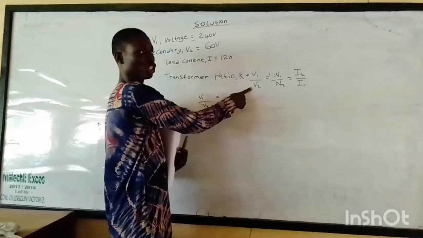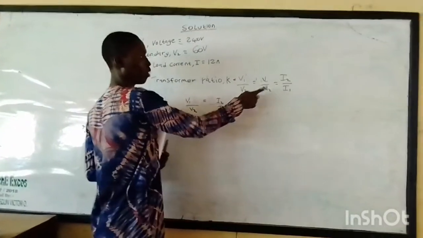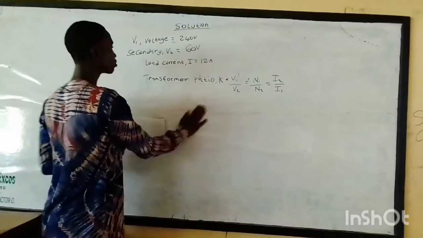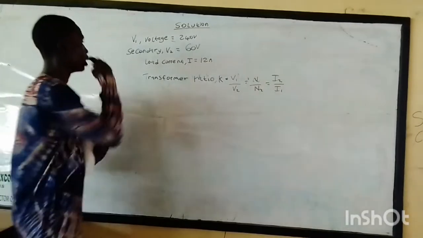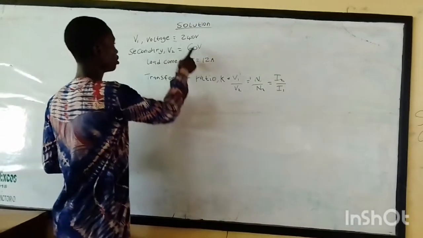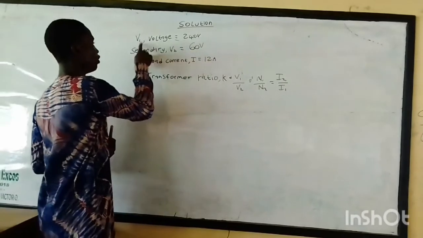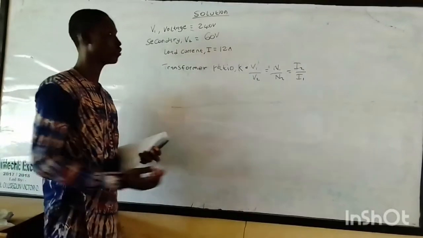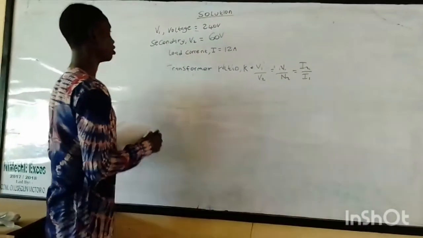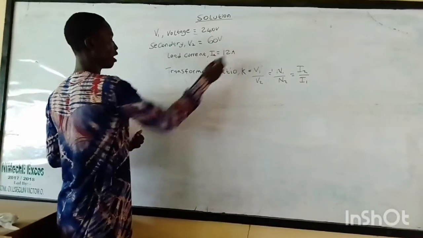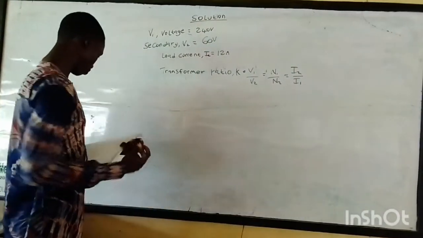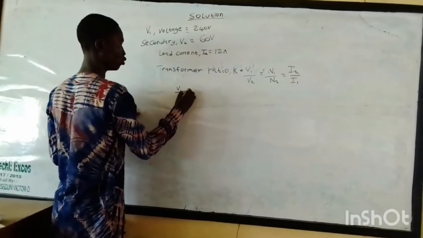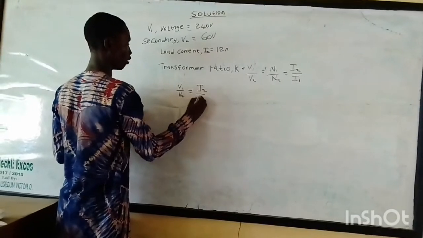V1 over V2 means voltage ratio. N1 over N2 means number of turns ratio. I2 over I1 means current ratio. So now, what am I going to make use of? We have voltage 240 volts and 60 volts, V1, V2. For current, here is I2, so we're looking for I1. Since our load current here is I2, which is 12 ampere, we want to look for I1. So how do we solve? We have V1 over V2 equals I2 over I1.